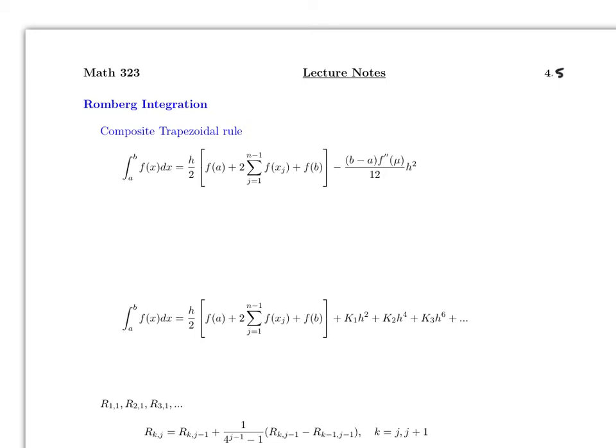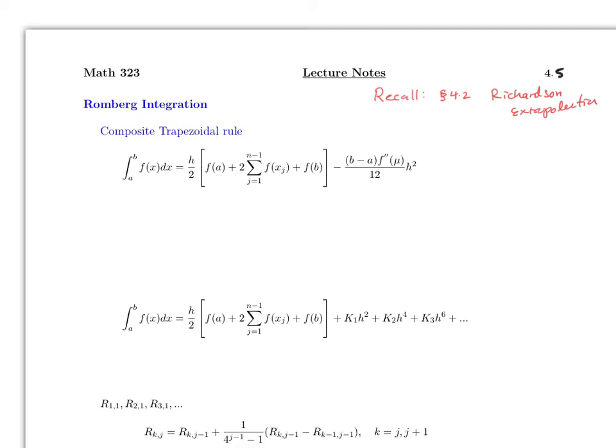Hello everyone, this video covers section 4.5. The title is Romberg Integration. Before we get into the section, recall from section, I believe it was 4.2, we did Richardson extrapolation for derivatives. So now we're doing integration.